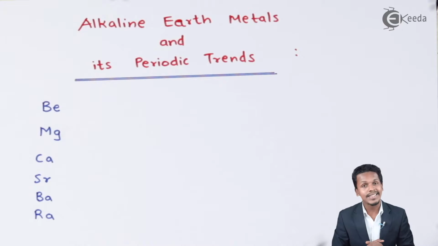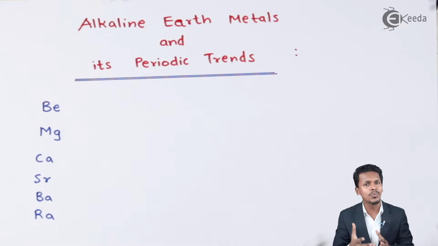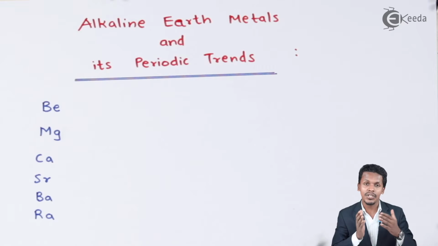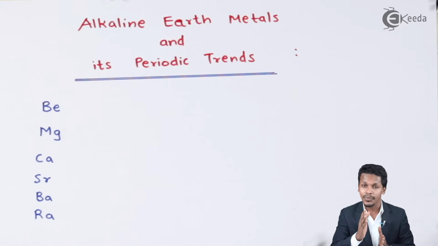So these are basically the six elements that belong to group 2. The reason they are known as group 2 elements is their position: they are at the extreme left section, the s block. Actually these belong to the second group, and because of that they also belong to the s block.